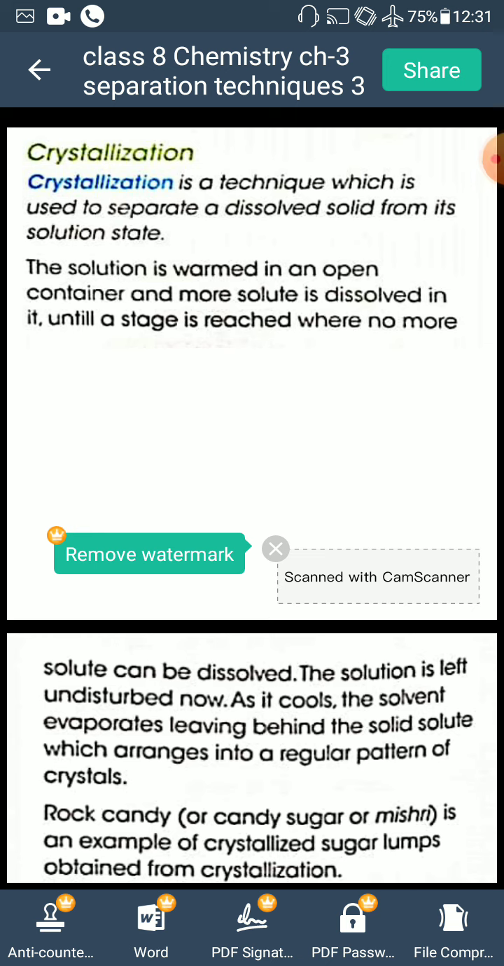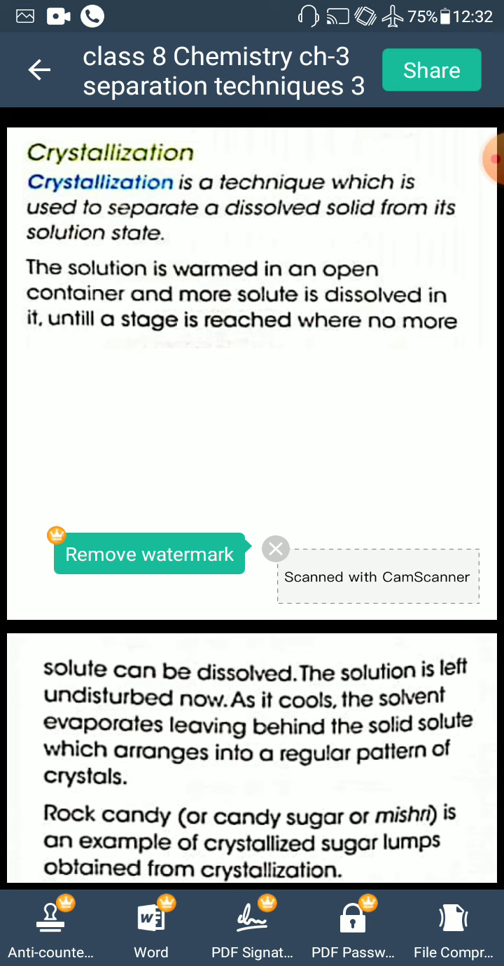Today I am going to continue the discussion about separation techniques. Today the first separation technique is crystallization. So what is crystallization? Crystallization is a technique which is used to separate a dissolved solid from its solution state.